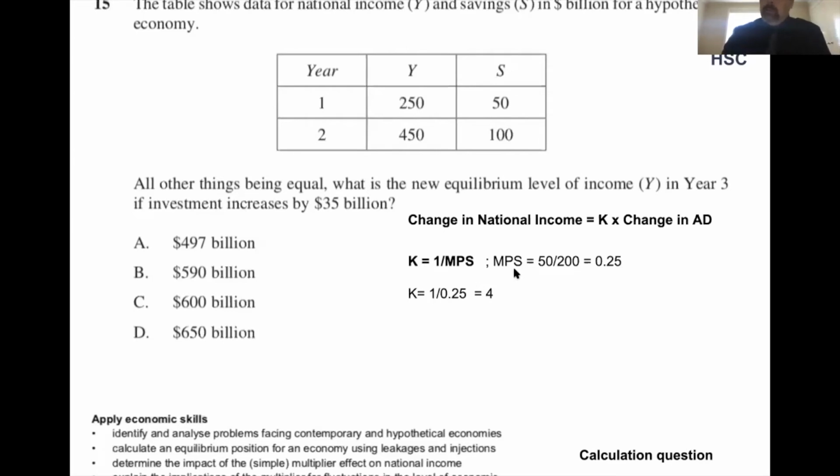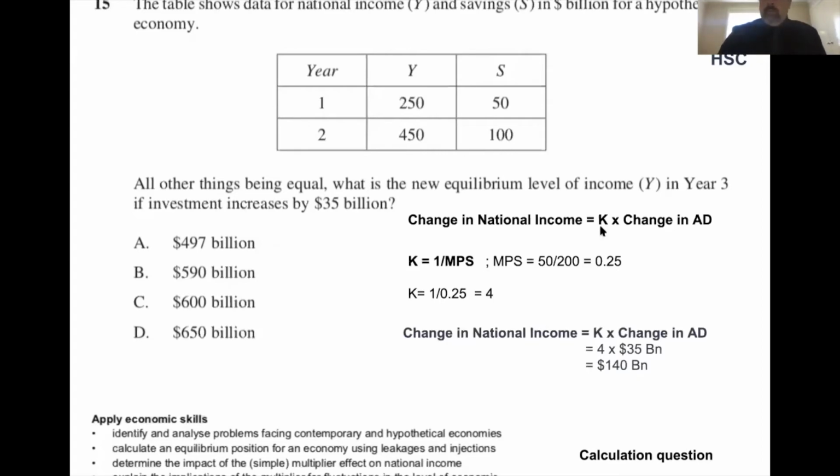Again, going back to year 11, the MPS is the change in savings over the change in income. So 50 to 100, the change is 50 there. And from 250 to 450, the income change is 200. So the 50 over the 200 works out to be 0.25, okay, or a quarter. So the formula for the multiplier is 1 divided by 0.25, or a quarter, and that becomes 4 as the multiplier. So you should be pretty okay with calculating the multiplier.